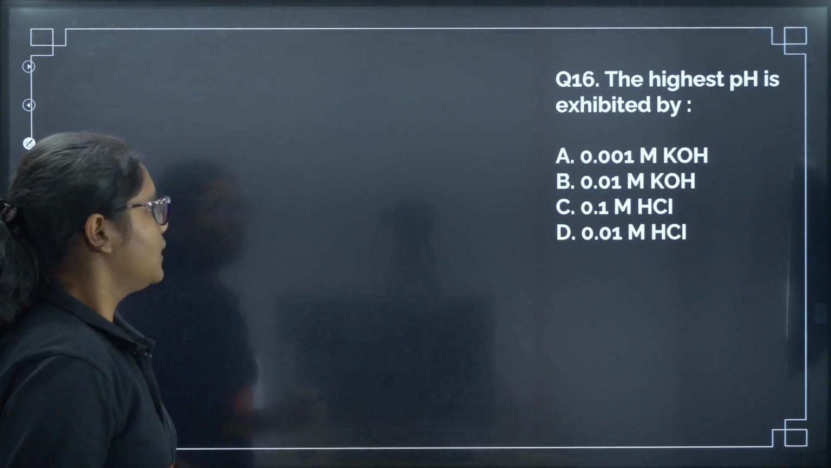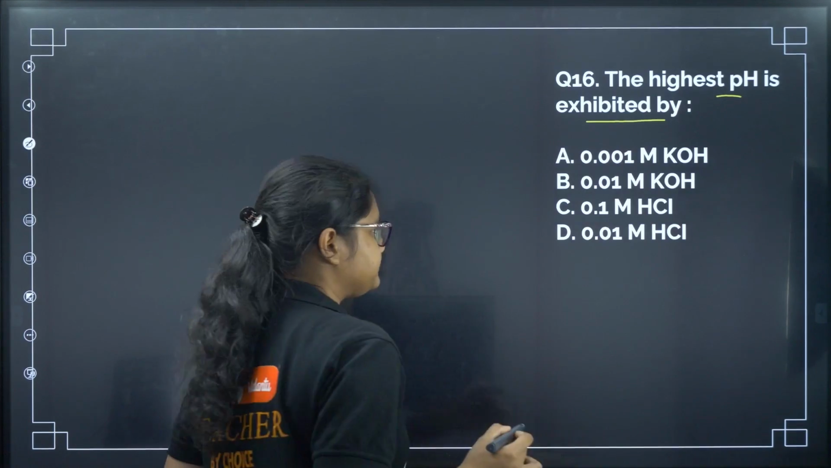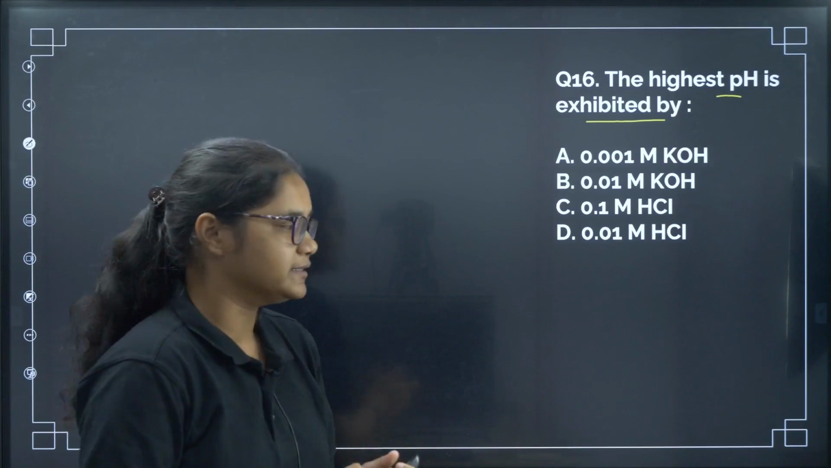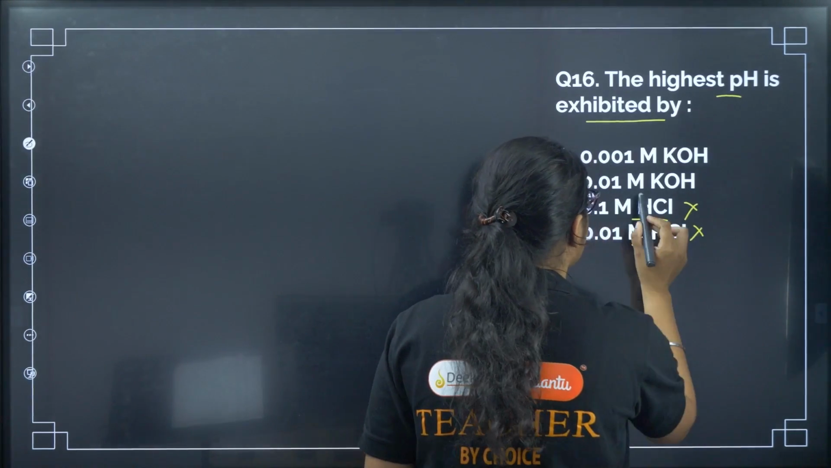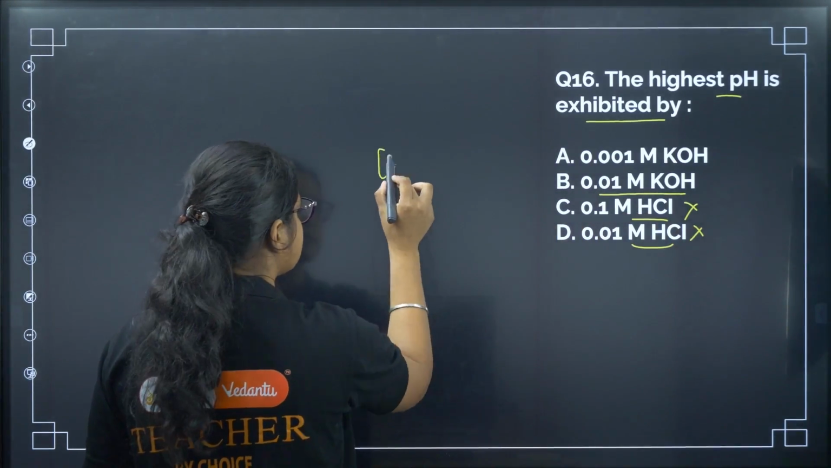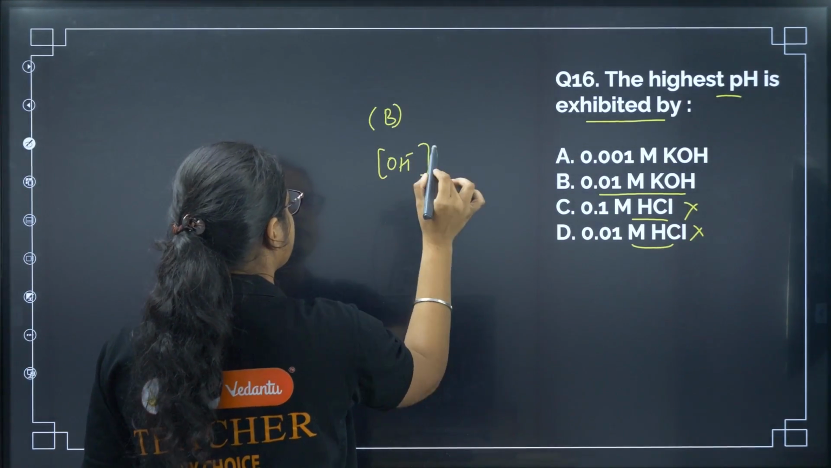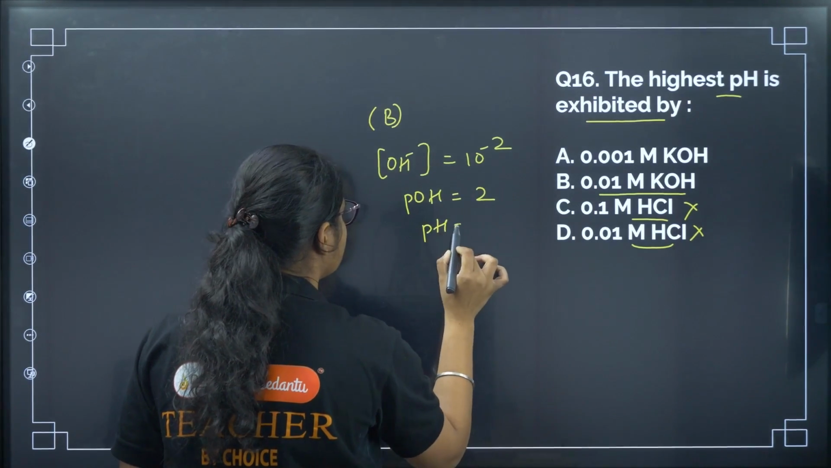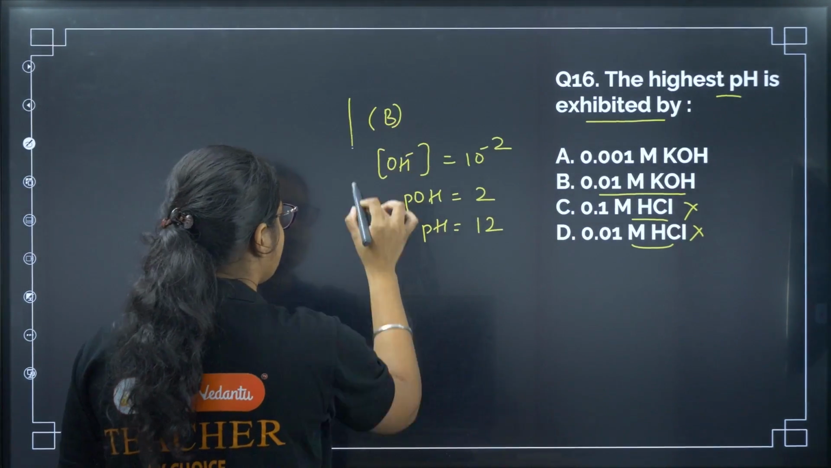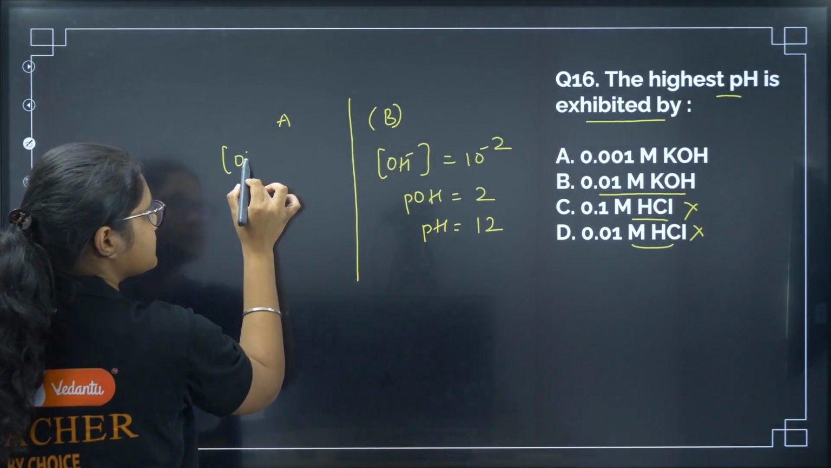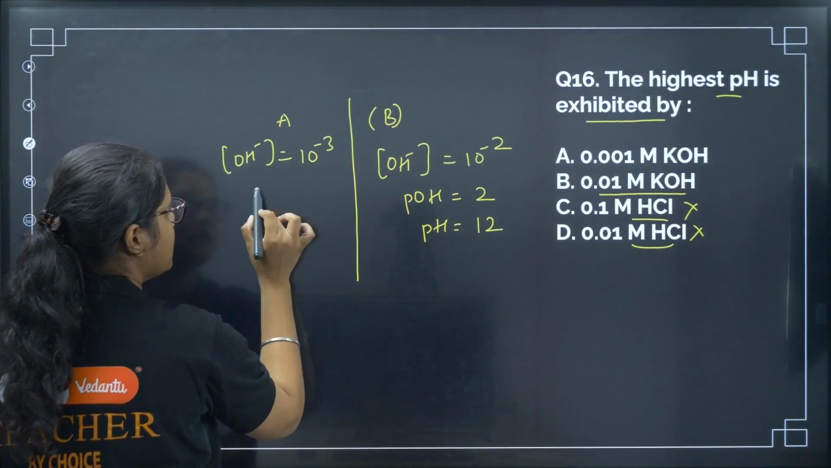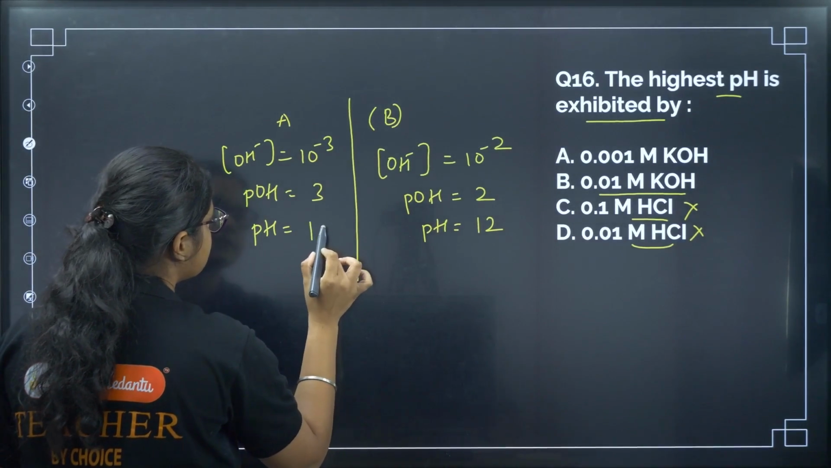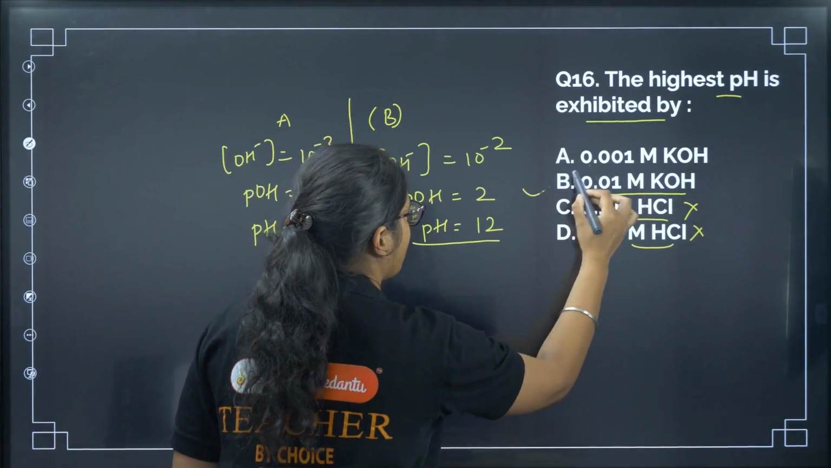Okay, easy question. Next, the highest pH is exhibited by, highest pH values are exhibited by bases and low pH values are exhibited by acids. So these two are acids, we can eliminate them. Now if you see here, the OH minus concentration for option number B will be 10 to the power of minus 2. So pOH will be equal to 2. So pH will be equal to 14 minus 2, that is 12. Now if you see for option number A, the OH minus concentration is equal to 10 to the power of minus 3. So pOH value will be equal to 3 and then pH value will be 14 minus 3, that is 11. So the correct answer, highest pH, will be option number B.